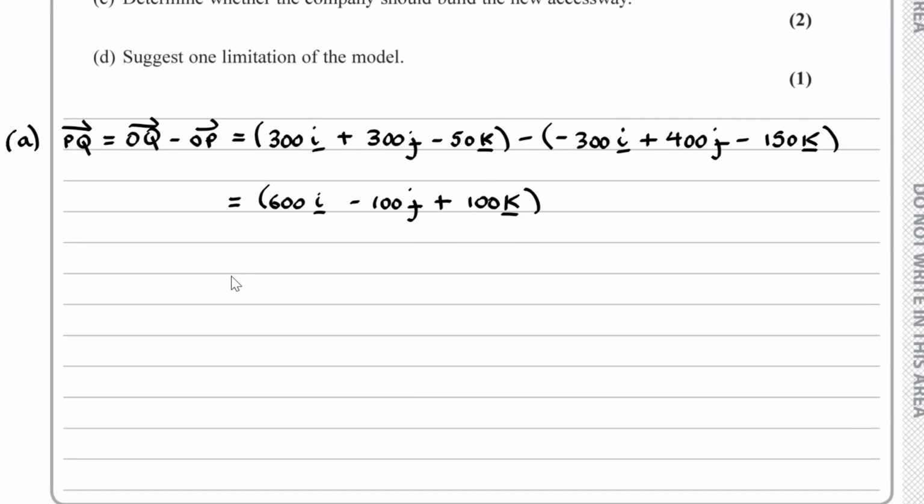And therefore, we can conclude that the vector r is equal to (minus 300, 400, minus 150) plus lambda lots of (600, minus 100, 100).